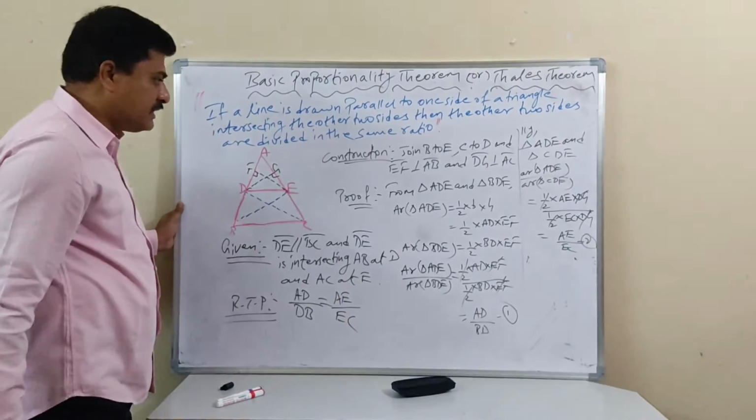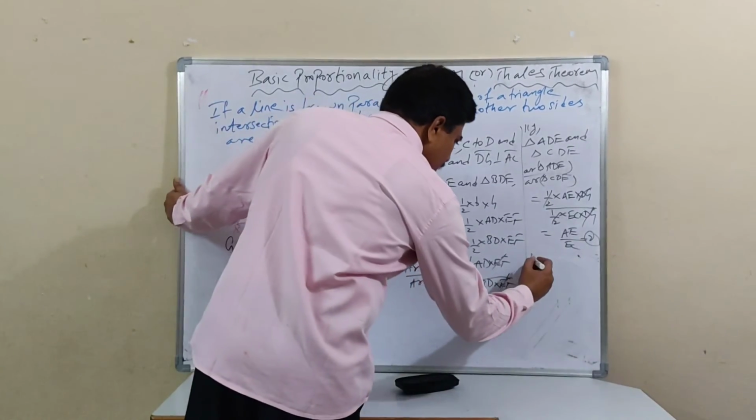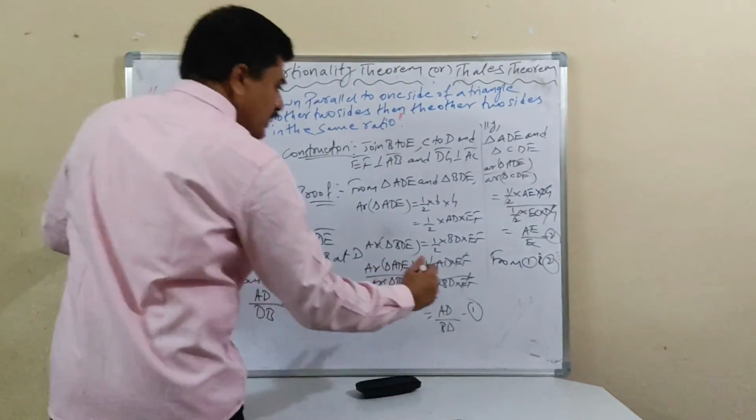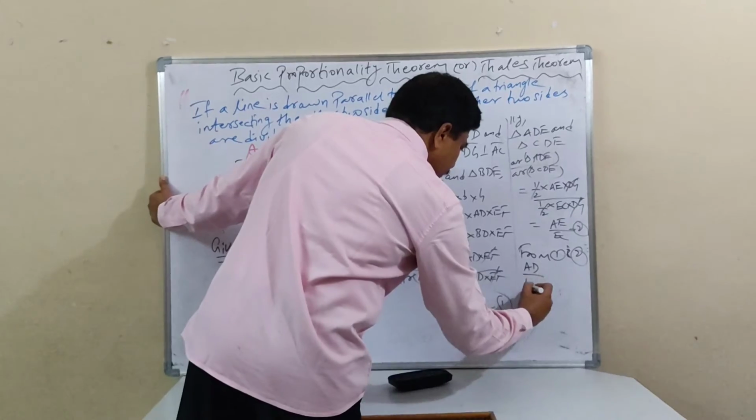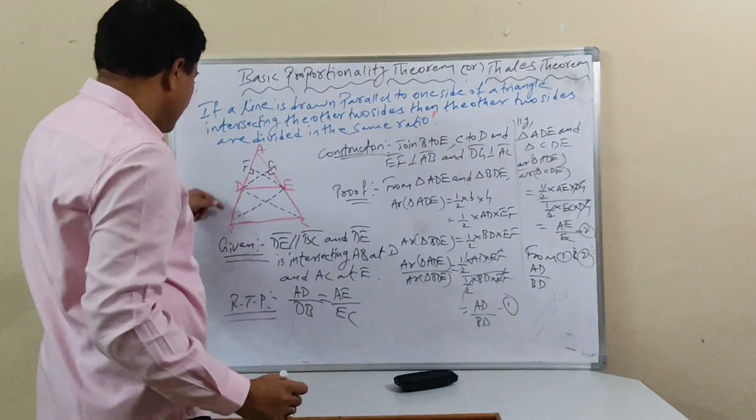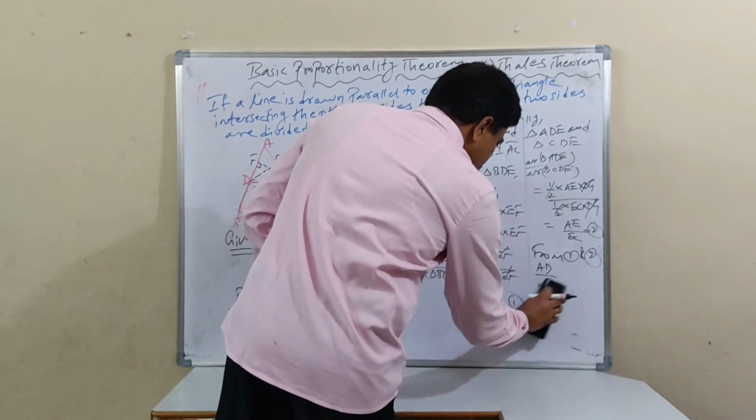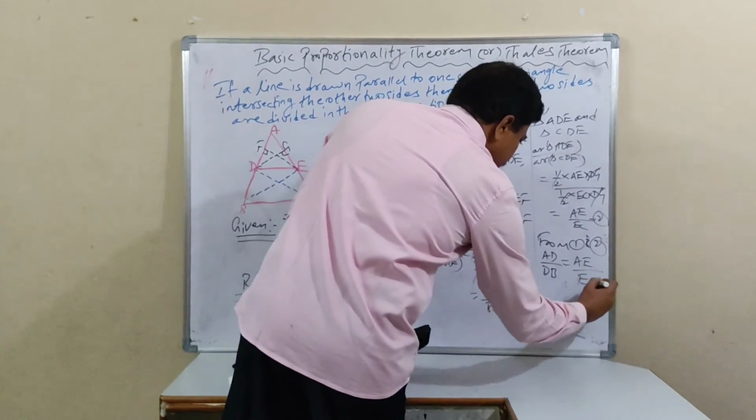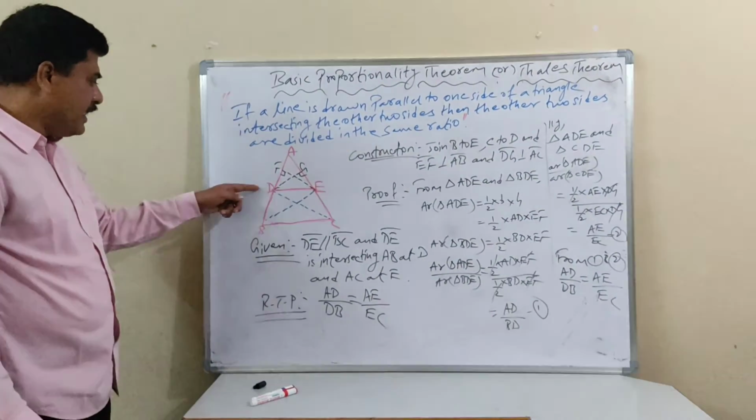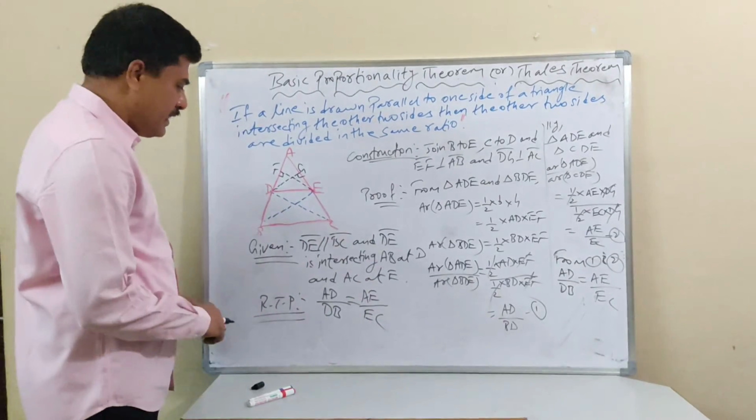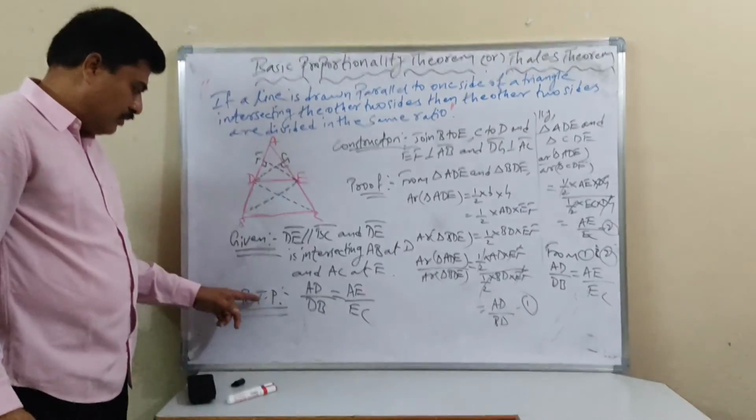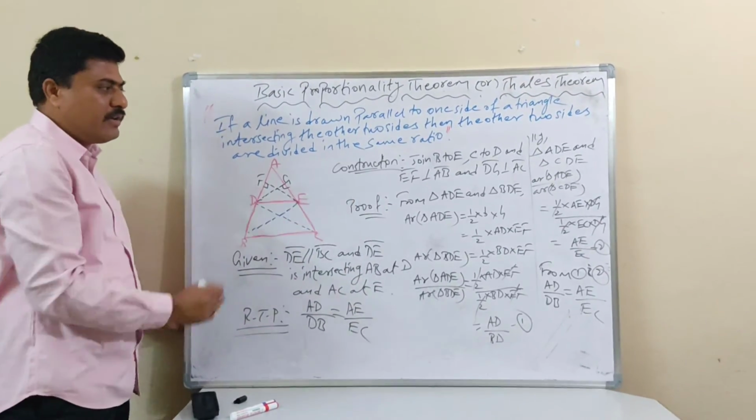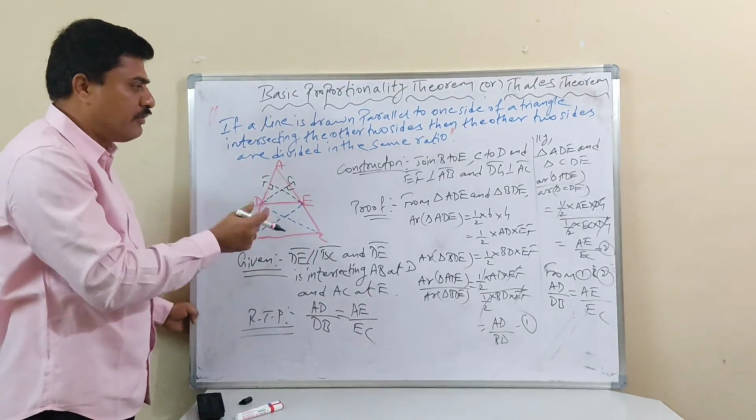From these three conditions we can say that from 1 and 2, we have proved that AD by BD, AD by DB is equal to AE by EC. Here AD by DB is equal to AE by EC, which is what was required to prove. So from 1 and 2 I have written, students. Here you have to write the statement, that is, from 1, 2 and 3.